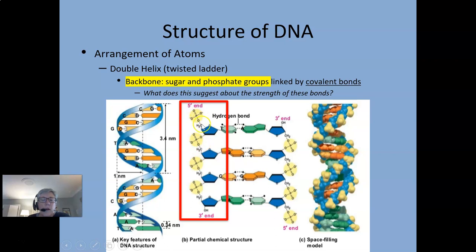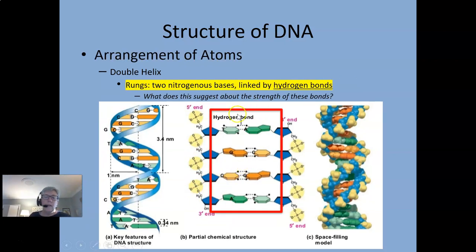Covalent bonds are pretty strong. They're not as strong as ionic bonds, but you know, it's an actual sharing of electrons to make an actual bond. Okay, so that's a pretty strong bond holding that sugar phosphate backbone together. Okay, and then on the inside are the bases. So the rungs, if you think of it like a ladder, the rungs of the ladder are composed of the bases. So this strand, this base is sticking into the middle, and it pairs up with this base on the other strand. Okay, it's a two-stranded molecule.